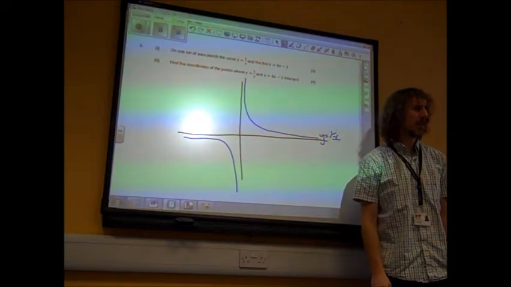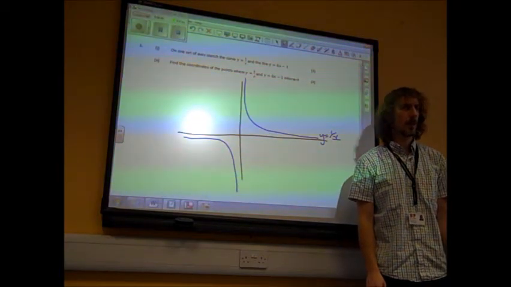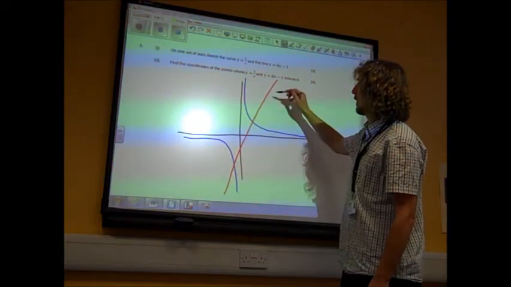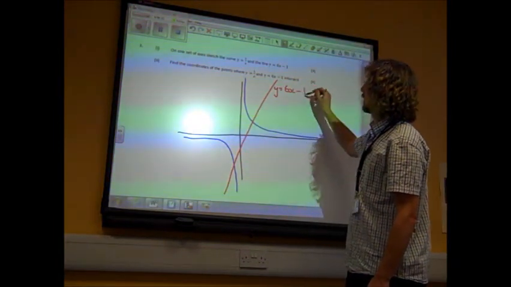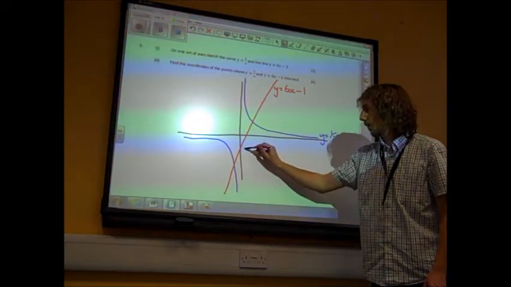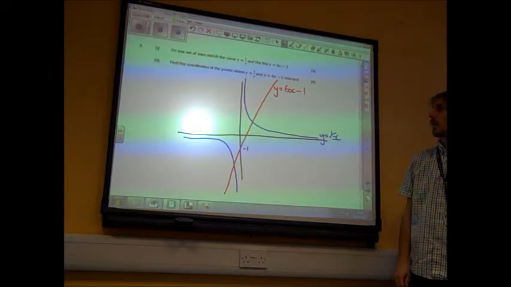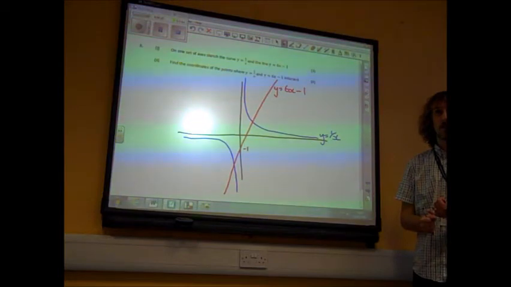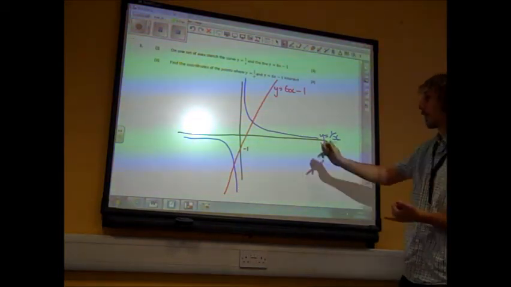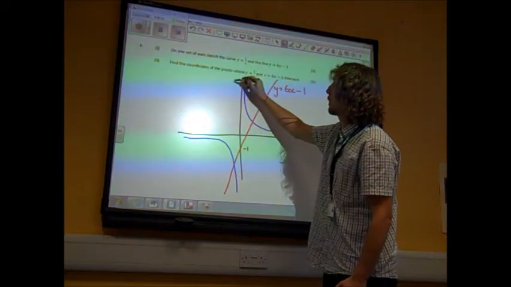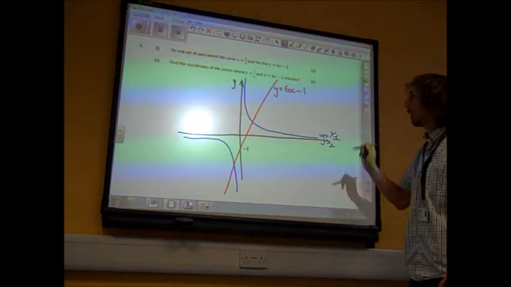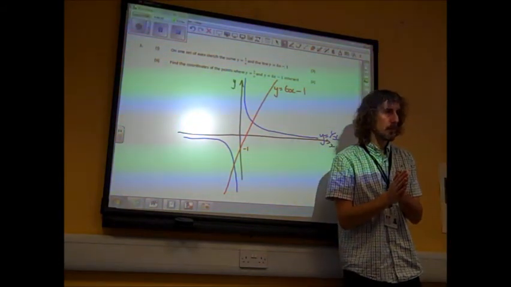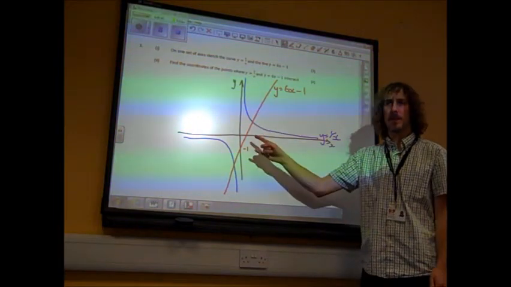6x minus 1 is a straight line, quite steep, passing through -1. So we want to have a straight line doing something like that. Well, that's -1. And that's probably enough, isn't it? So we see from the graph that we've got 2 points of intersection. Okay, I ought to label my axes as well. That was y, and that point was x. Find the coordinates of the points where the two things intersect. We can see there are 2 answers.